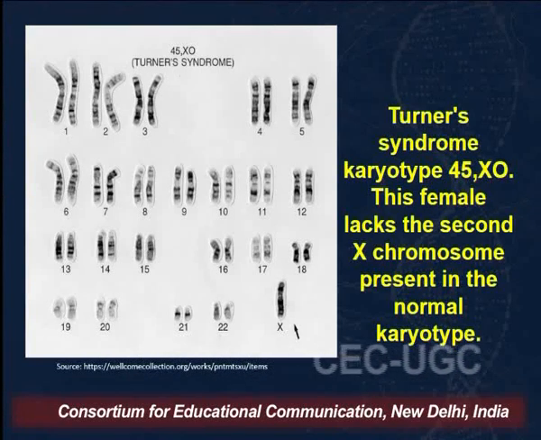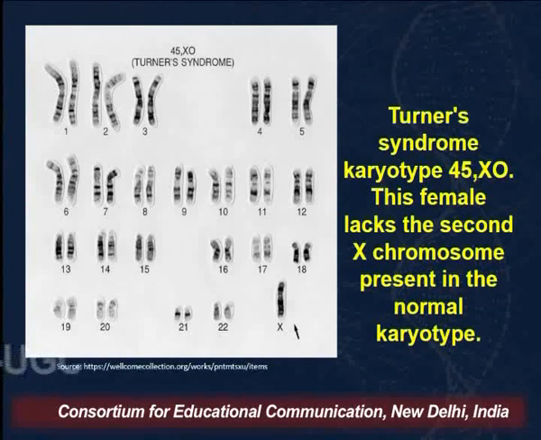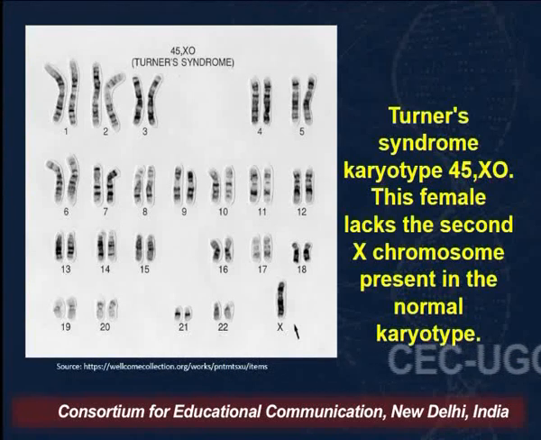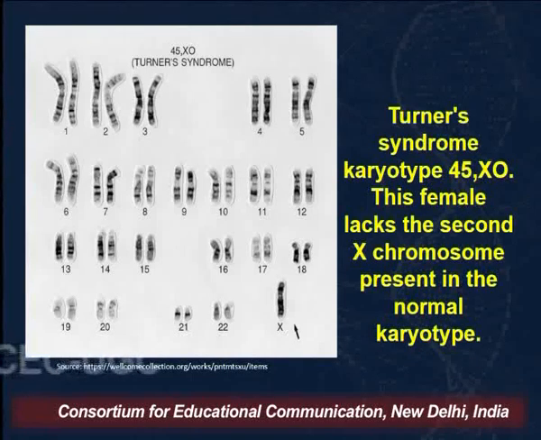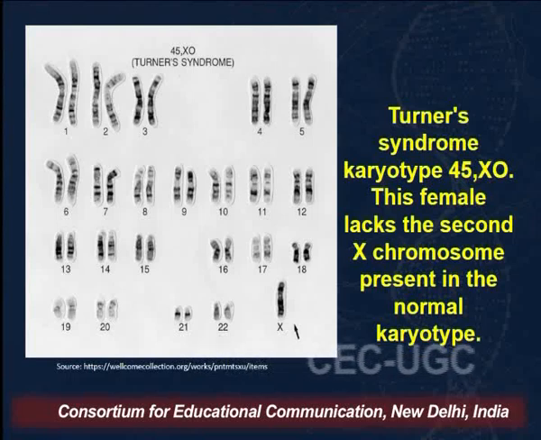And it also occurs through the process which we discussed in the previous slides, which is called non-disjunction. The non-disjunction we discussed can occur in meiosis 1 as well as in meiosis 2, due to which abnormal gametes are formed, in which the copy number of these chromosomes varies.